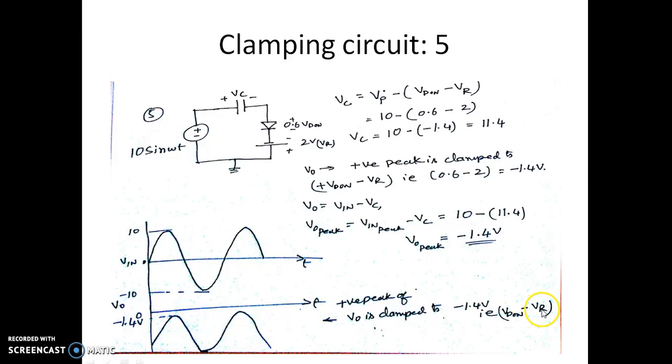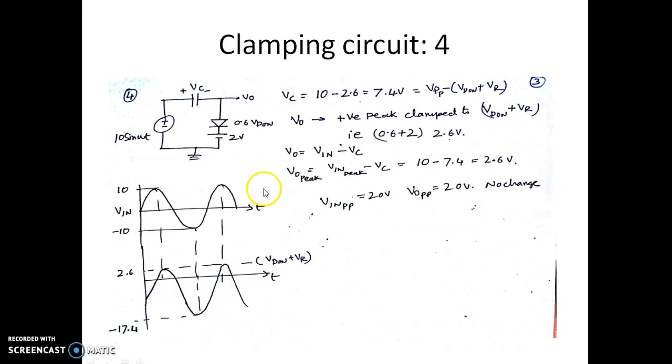So VD-on is 0.6, VR is of course 2 volt. That negative sign is taken care of here. So it is now VD-on, which is 0.6, minus 2 volt, which is minus 1.4. Meaning the difference between the previous circuit and this circuit is, if VD-on is 0.6 and this reference voltage is 0, it will be clamped to 0.6. If you have a 2 volt here, it will be clamped to another 2 volt above that 0.6 because it is positive.